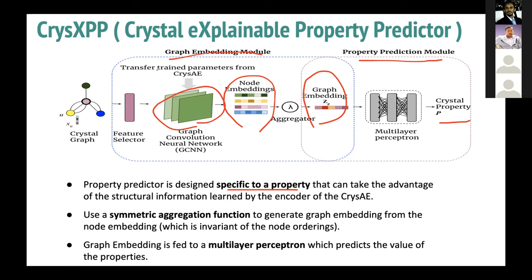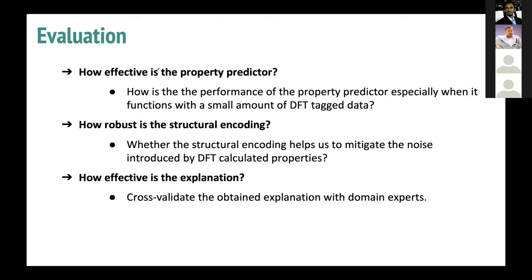So with the structure in mind, I hope I have made the structure clear. How effective is the property predictor? How robust is the structural encoding? And how effective is the explanation? Let us ask these three questions one after another. When we are talking about effective, we are talking about performance. So let us see performance here.